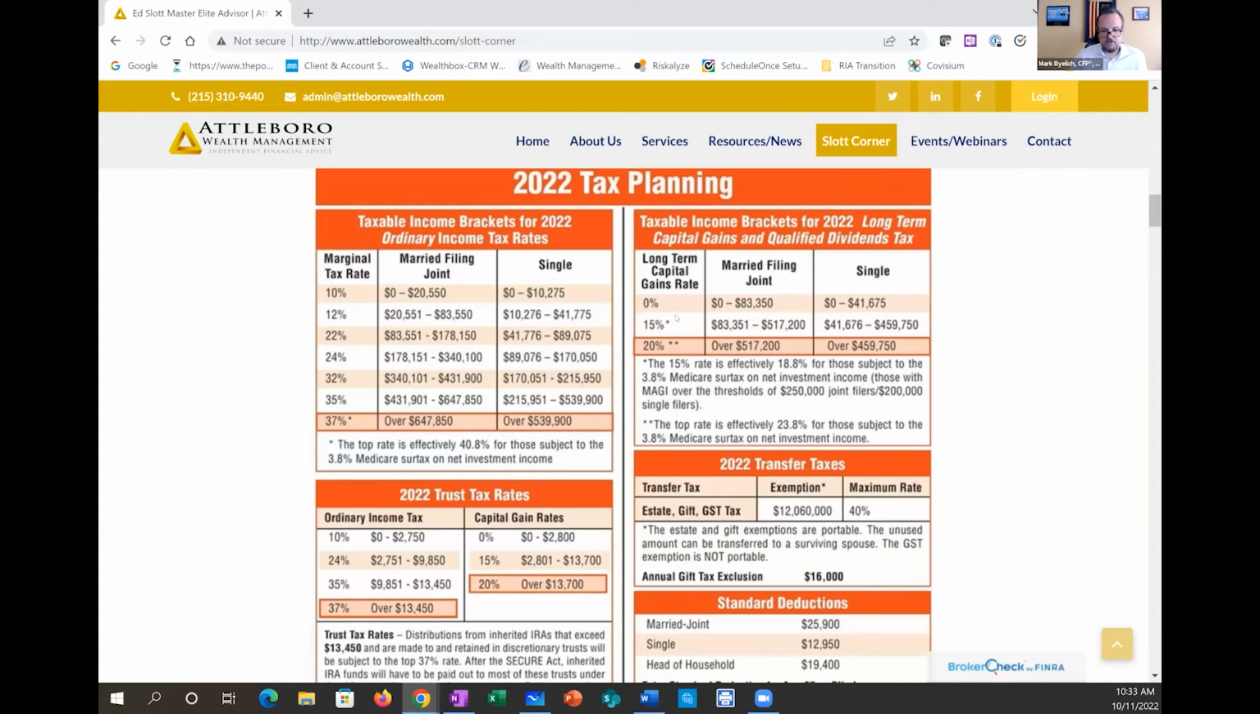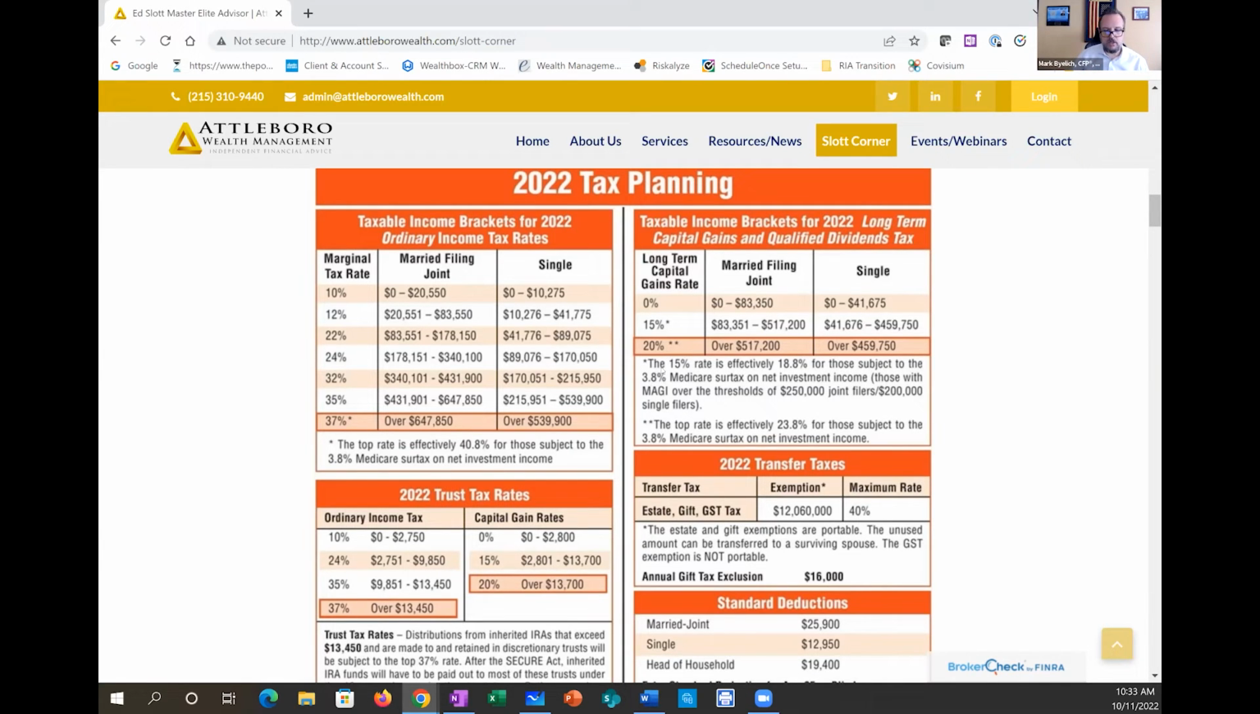And then, of course, 15% is where most people pay capital gains or dividend rates. And that goes from $83,351 to $517,000. Now, once you cross over $200,000 for a single filer, I'm right here, or $250,000 for a joint filer, we have to add on the 3.8% Medicare surtax that came from Obamacare or the Affordable Care Act.